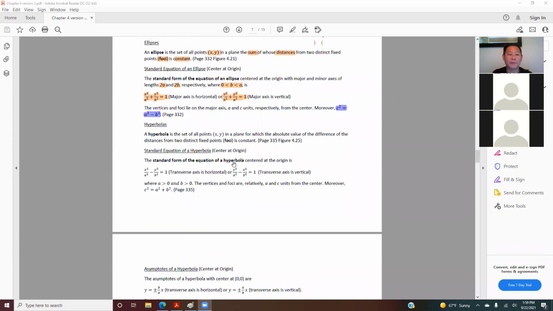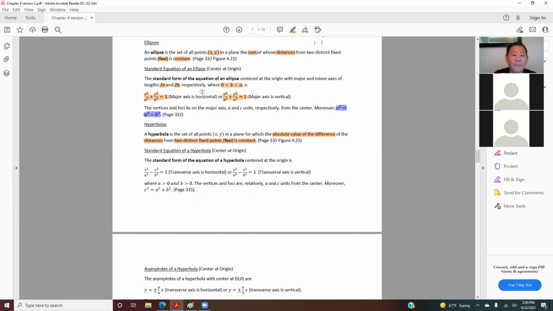So a hyperbola is like a parabola, but usually it will have two branches. Either they open upwards and downwards, or open sideways, left and right. So what is the definition of a hyperbola? A hyperbola is the set of all points x, y in the plane where the absolute value of the difference between the distances to two distinct fixed points, the foci, is the same.